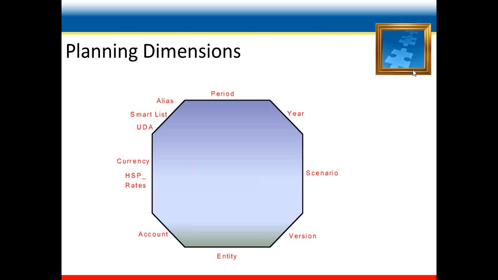Planning dimensions. We will see about these dimensions. The first dimension is the period dimension, which is a time period such as quarter and months. Year dimension. The year dimension represents the fiscal and calendar year for data. An application can contain data for more than one year.